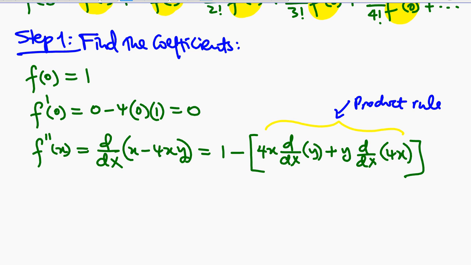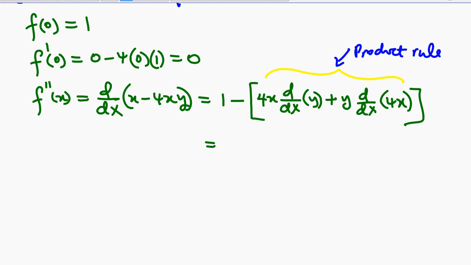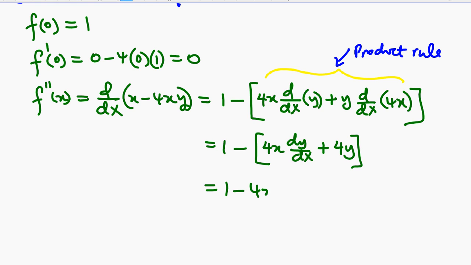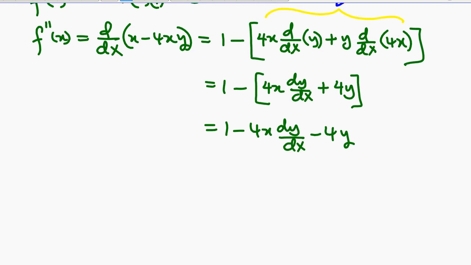If you simplify that further, this will give you 1 minus, let me just include that bracket again, 4x dy over dx plus 4y. If we simplify this, this will be 1 minus 4x dy over dx minus 4y. All right, so that is the expression for the second derivative.